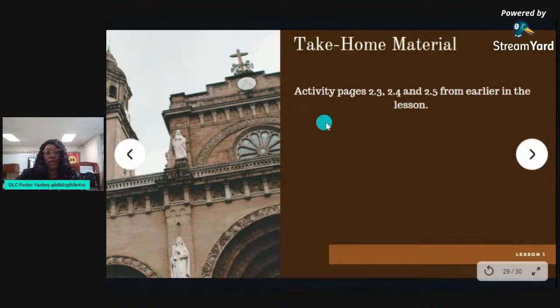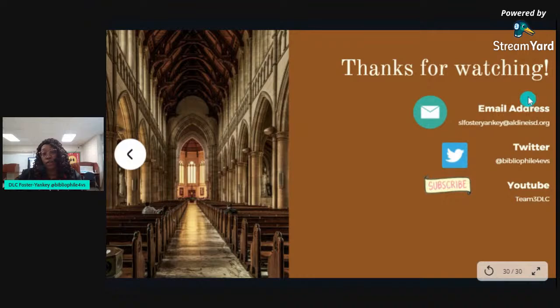Okay. So their take-home material, as we mentioned earlier in the lesson, are activity pages 2.3, 2.4, and 2.5, all for homework. Okay. And that concludes lesson 2.